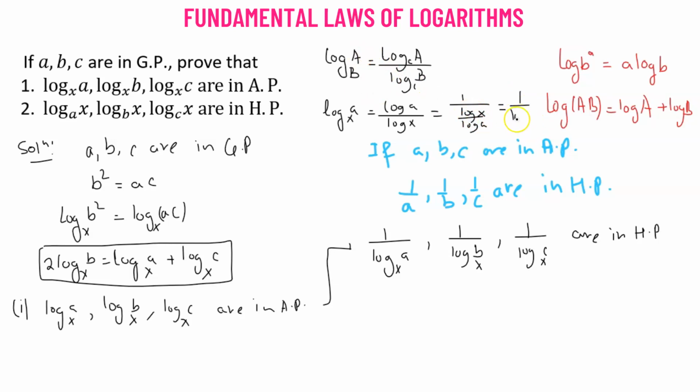Again, we can use this definition to get log x with a base of A. So that means log A with a base of x is equivalent to the reciprocal of log x with a base of A. So that means the reciprocal of log A with a base of x will be equal to log x with a base of A. That gives 1 over log B will be log x with a base of B, and 1 over log C will be log x with a base of C, and they are going to be in HP. So this proves the second part as well.